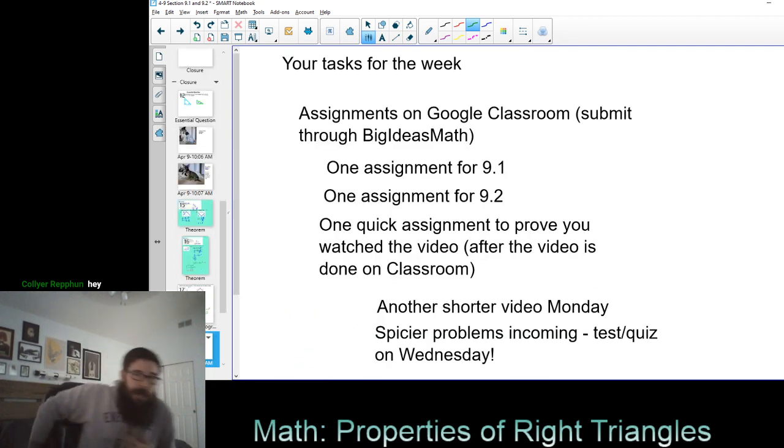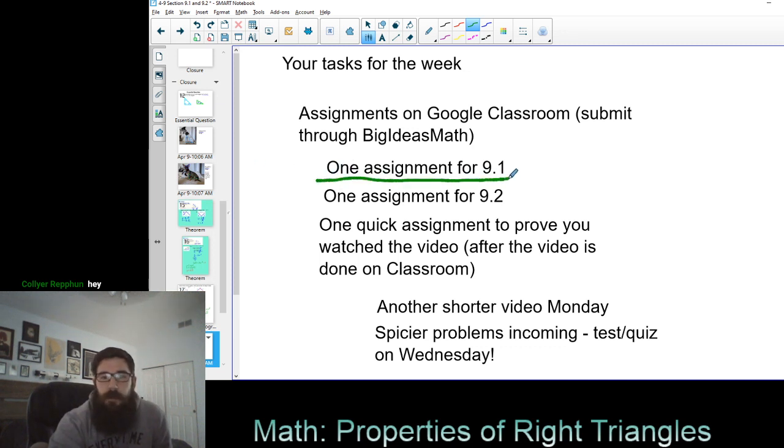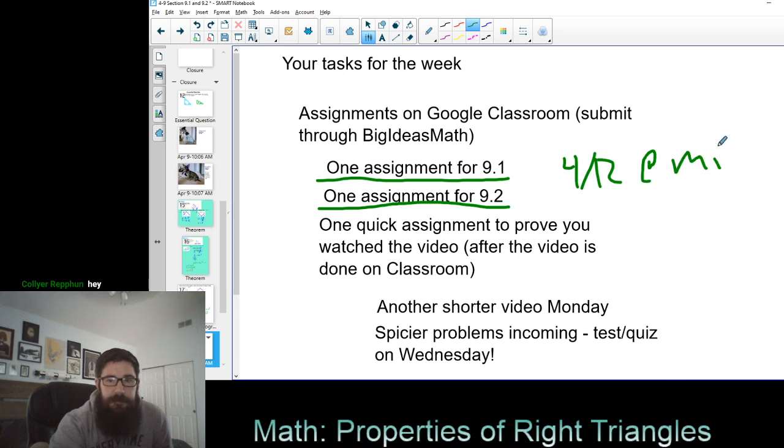Okay, I know that's sort of a lot. Here are your tasks for the week. You might have gotten online Google Classroom already. You're going to see one homework assignment for 9.1 and one homework assignment for 9.2. Both of those are due Sunday at midnight. It's listed on the Google Classroom. You're going to submit all your answers through Big Ideas, just like you did for the EO8 review answers.